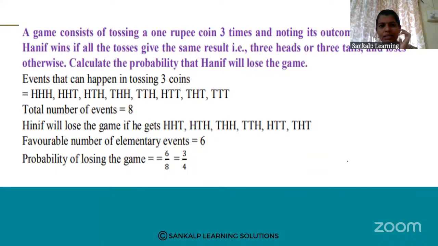Next, a game consists of tossing a 1 rupee coin 3 times, okay? And noting its outcome each time. Hanif wins if all the tosses give the same result, that is three heads or three tails, and loses otherwise. Calculate the probability that Hanif will lose the game.